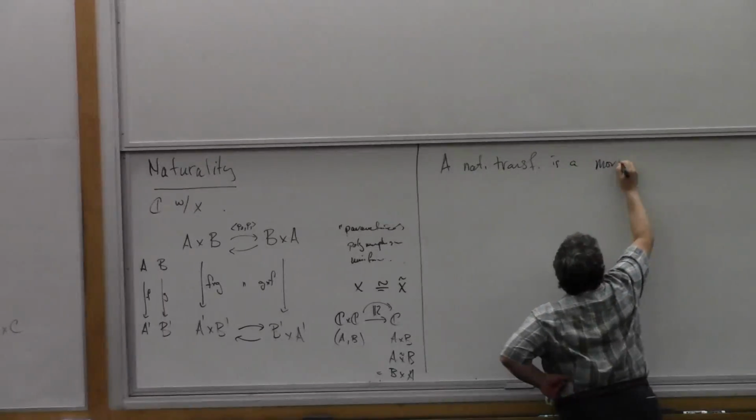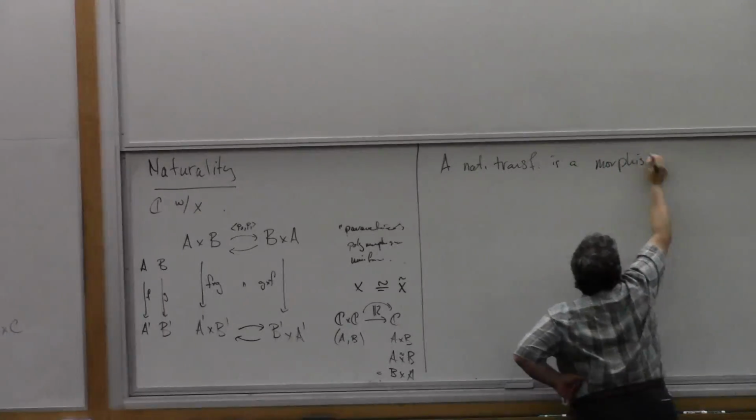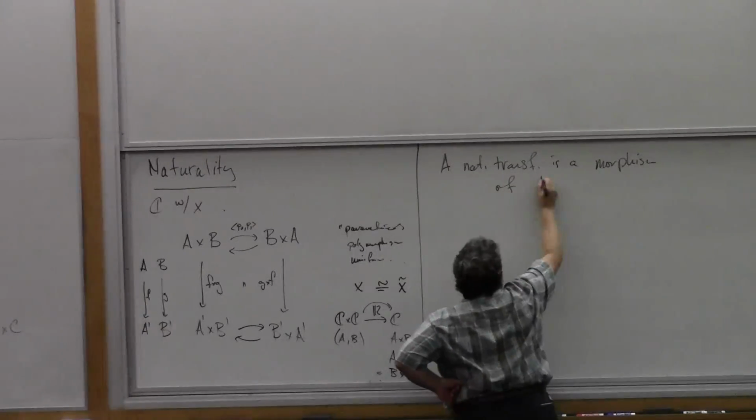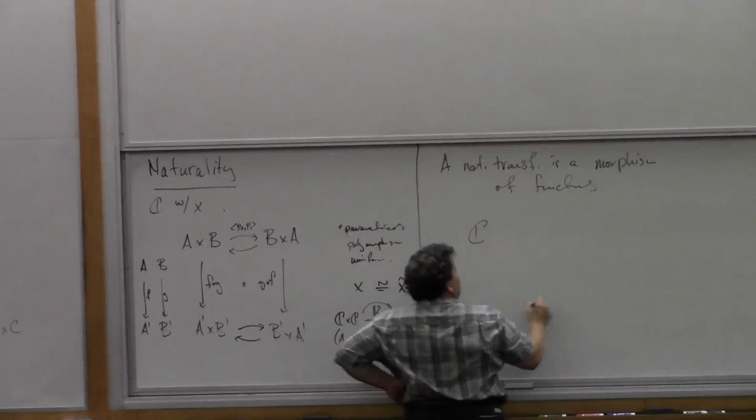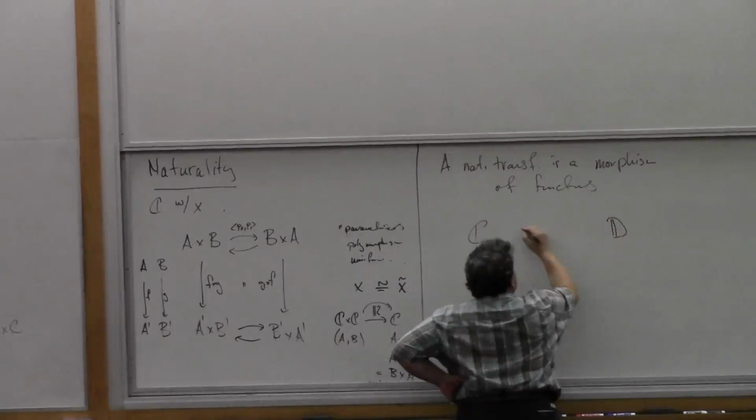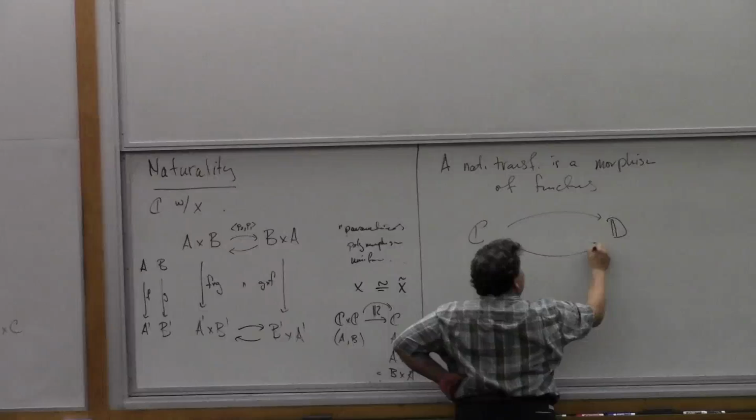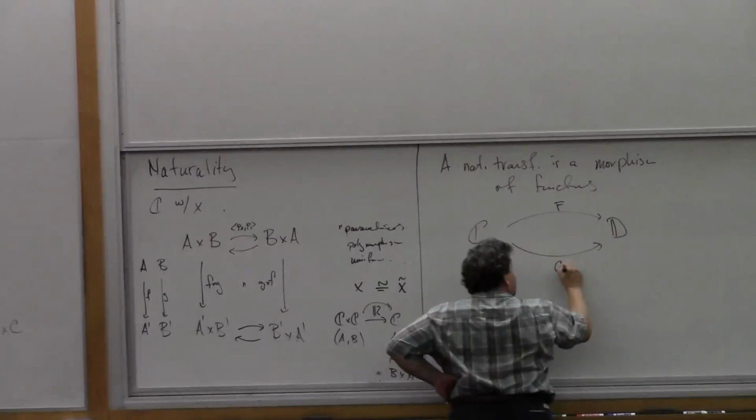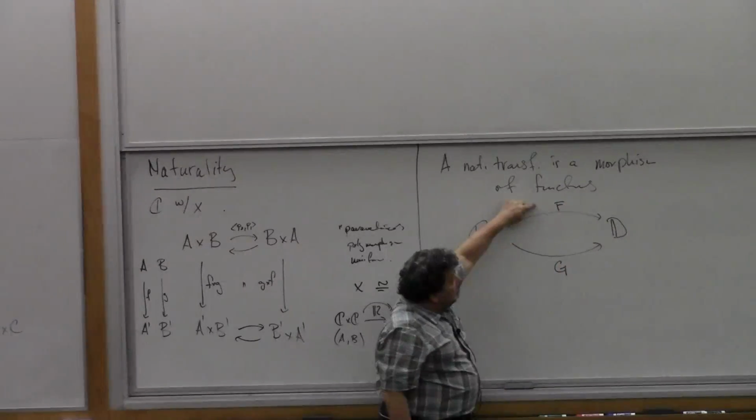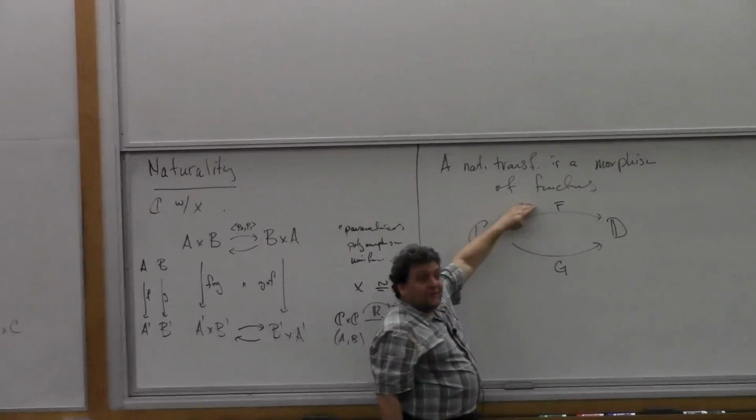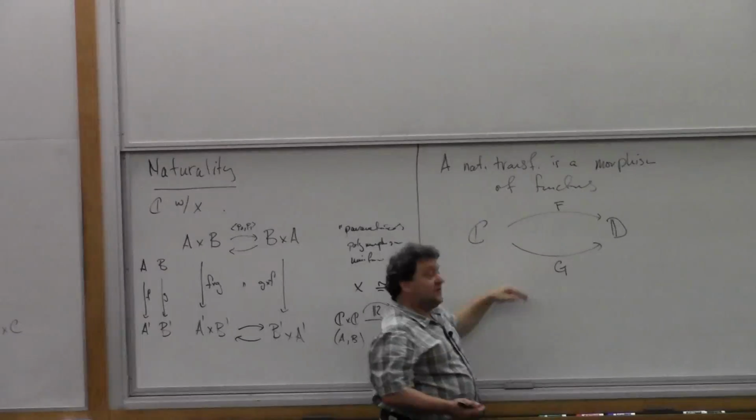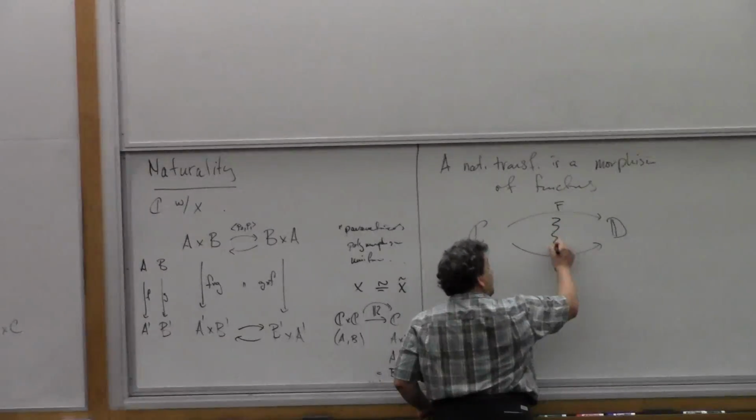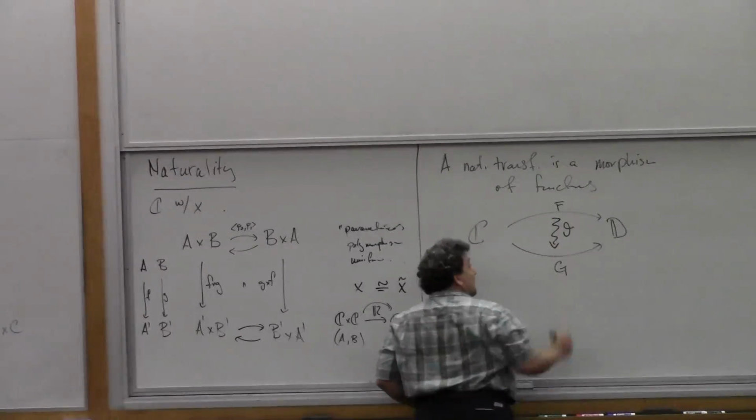Is a morphism of functors. So we have a category C and another category D and a couple of functors, F and G, from C to D. And now we want to say, what does it mean to have an arrow from this functor to this functor? So we're defining a new concept, a morphism of functors. I'll call it theta here.